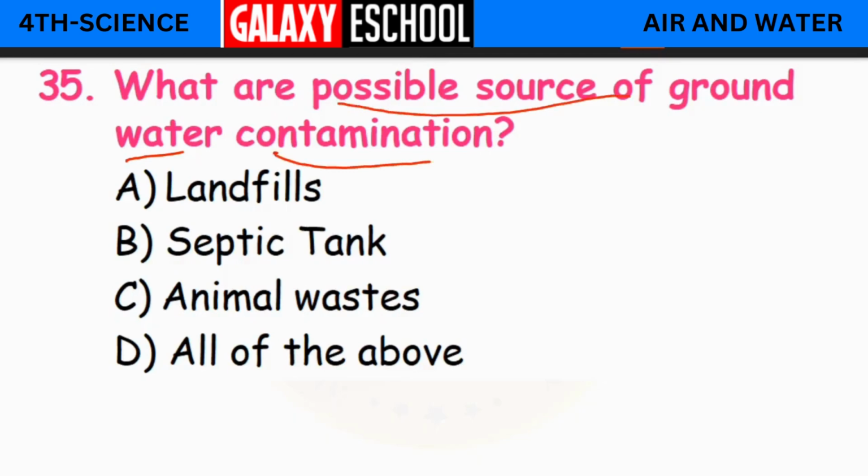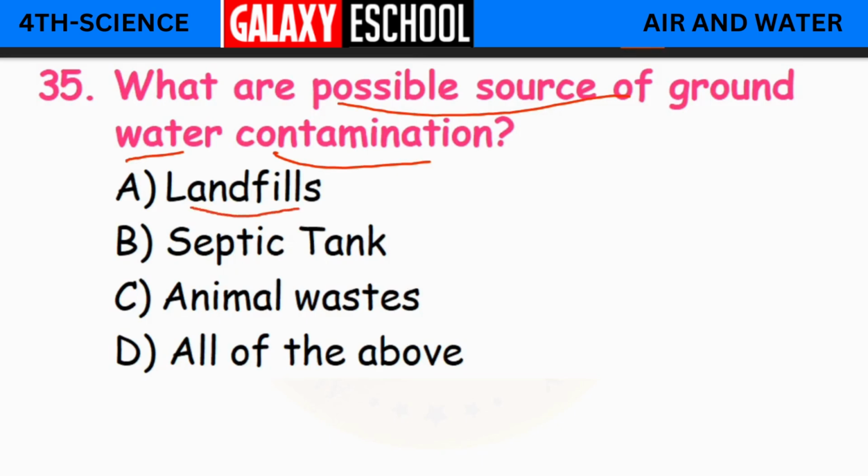Groundwater contamination, like we'll be having water under the ground also, children. For example, a well is a source of groundwater, where we get the water from the well through groundwater sources. And what are the possible sources of this groundwater contamination? Contamination is what? We learnt it as pollution. For groundwater pollution, what are responsible?